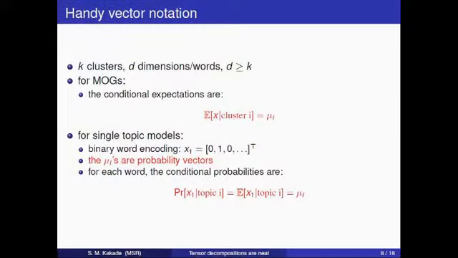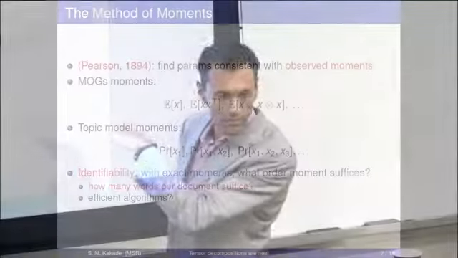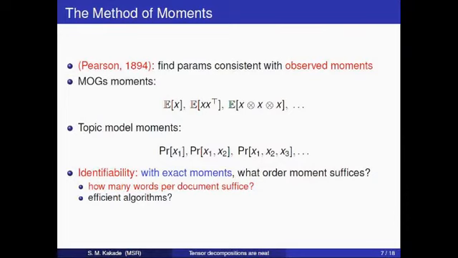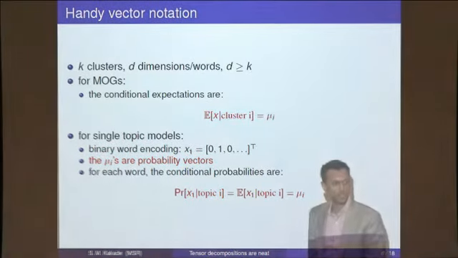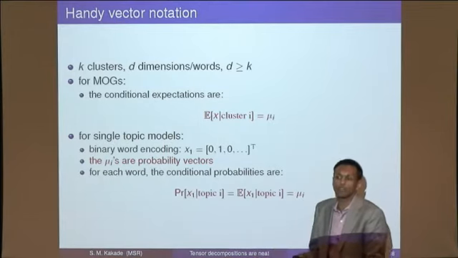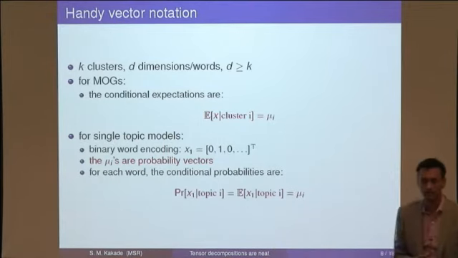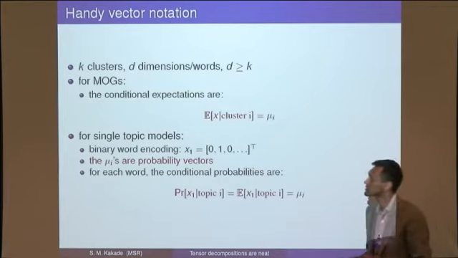Okay, so now let's just look at why I'm comparing these two, and just to use some vector notation because it keeps us on the same footing. So the mixture of Gaussians, we've got k clusters. We're in d dimensions in the mixture of Gaussian case, or we could have d words. Typically, we think of d being bigger than k. Okay, we have more words than topics, more dimensions than clusters.